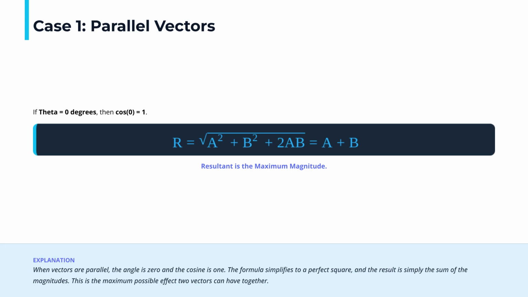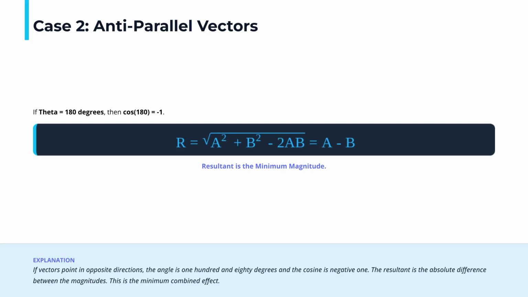When vectors are parallel, the angle theta is 0, and the cosine is 1. The formula simplifies to a plus b, giving the maximum possible resultant magnitude. For anti-parallel vectors, the angle is 180 degrees, and the cosine is -1. The resultant simplifies to the absolute difference of the magnitudes, which is the minimum combined effect.